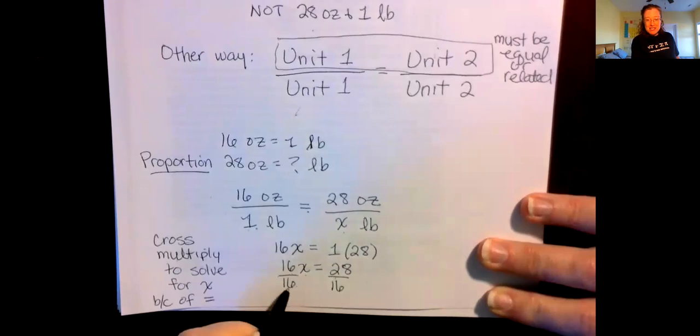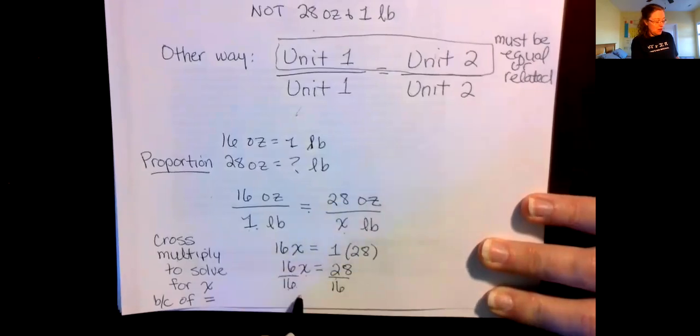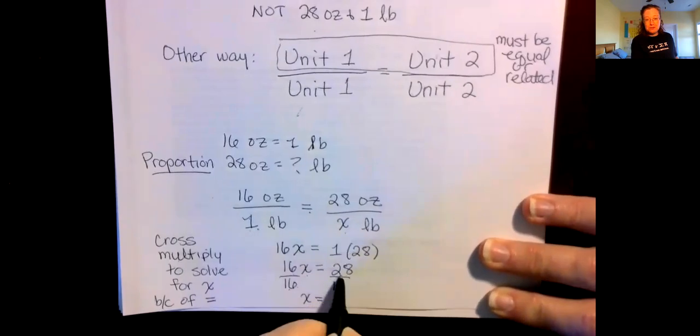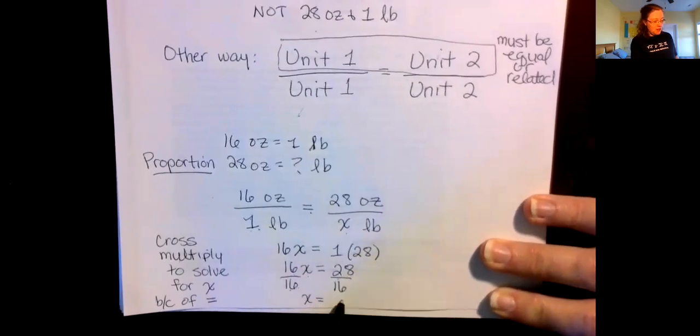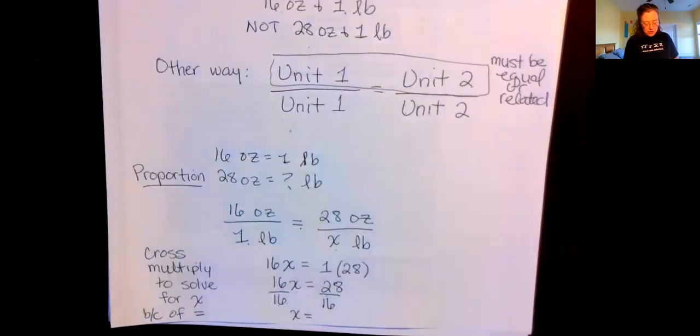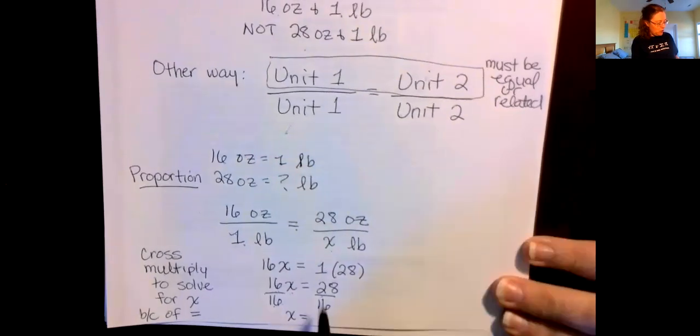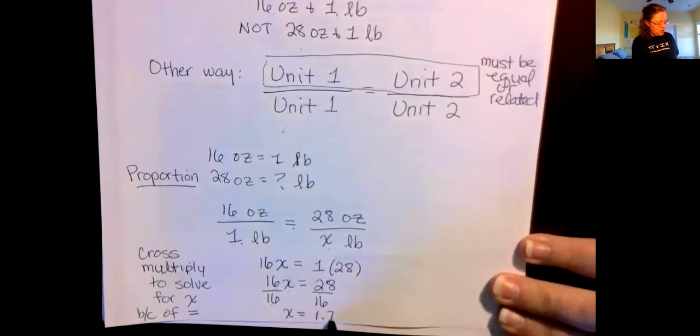16 divided by 16 is equal to 1. Any number divided by itself is equal to 1, and that becomes invisible, just like it did up here. 28 divided by 16, got my handy dandy calculator, and 28 divided by 16 is equal to 1.75. You don't have to worry about using fractions for me.